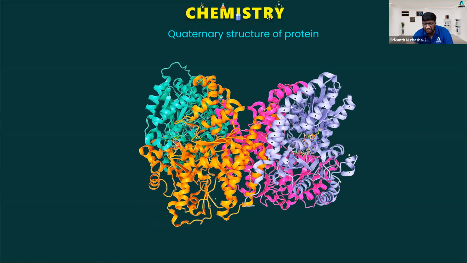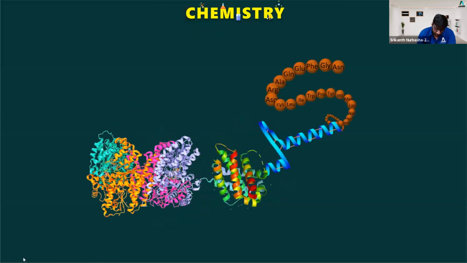You can look at this protein everywhere. We have bonds, linkages, atoms, a very high number of them. That is how complex structures look. Right, then comes the next category, denaturation of proteins. What do you mean by denaturation of proteins?